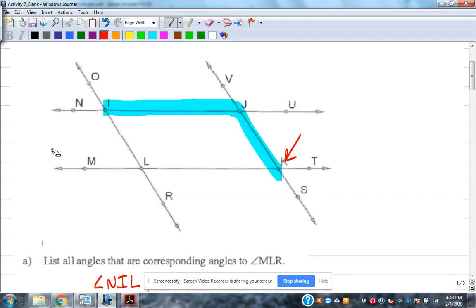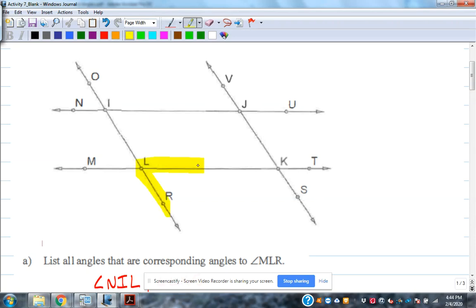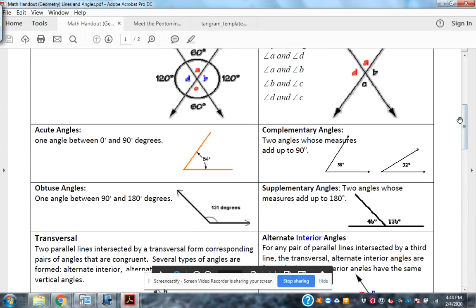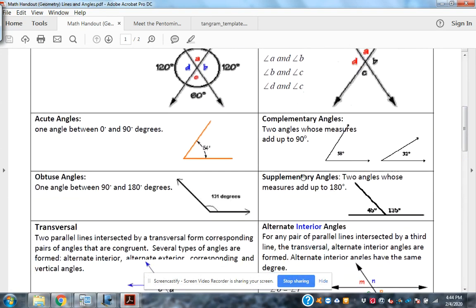All right. D part, 3 angles that are supplementary to angle RLK. So RLK is right here. Supplementary, what does supplementary mean? Angles equal 180, and that's on your reference sheet. If you'll glance back to the front side of that, supplementary angles, they add up to be 180.